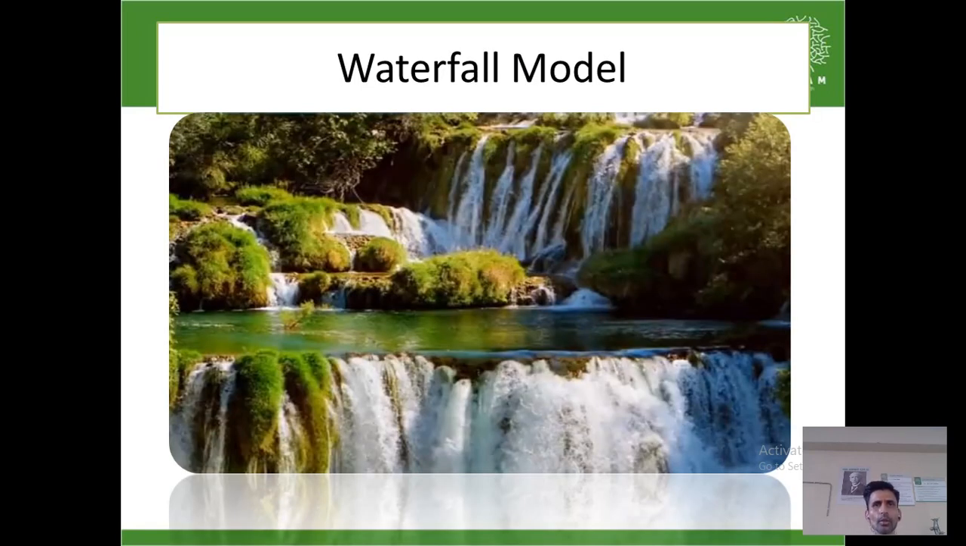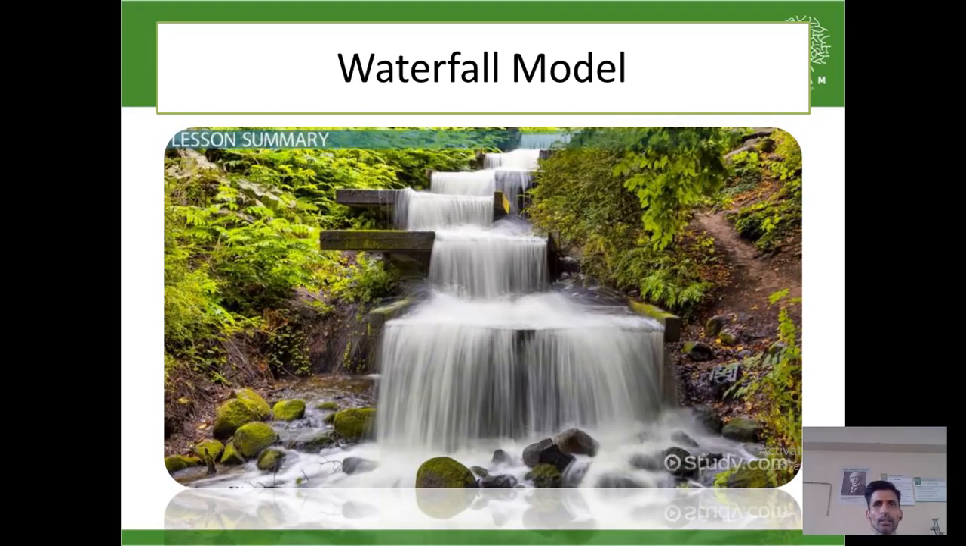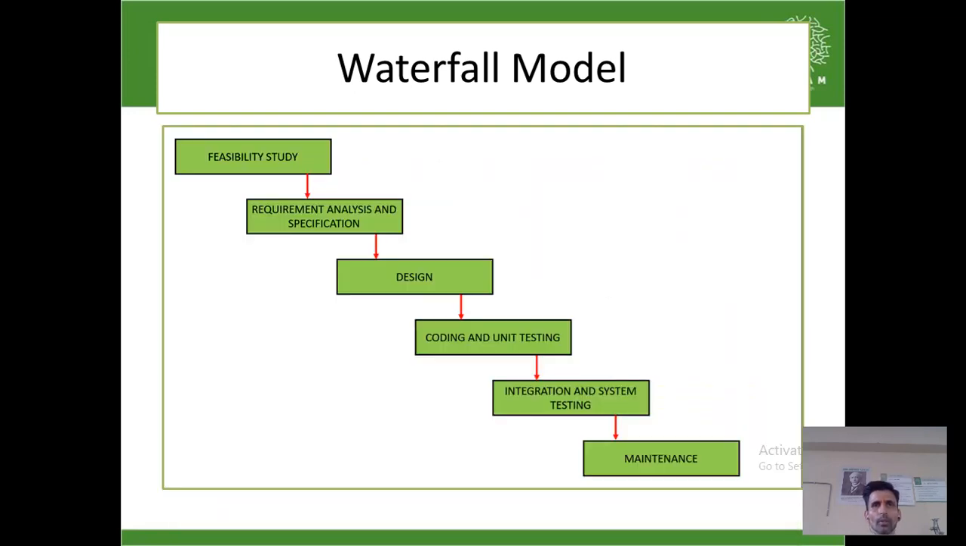Now, first I will introduce you to the waterfall model. Waterfall model is just like a waterfall. We cannot go back. Several phases are there, and these are the steps. In the waterfall model, if we start from requirement analysis and specification, and the last is deployment or implementation, we cannot go back to designing. If we are at testing, we cannot go to the designing part. And these are some phases of the waterfall model.